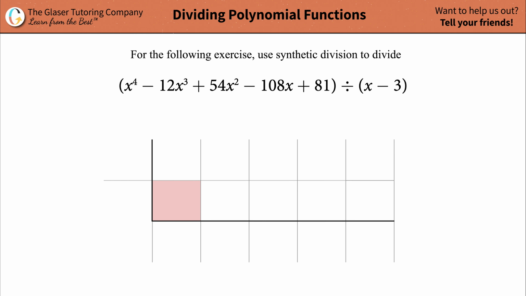Today I'd like to teach you how to use synthetic division to divide the following problem of x to the fourth minus 12x cubed plus 54x squared minus 108x plus 81.